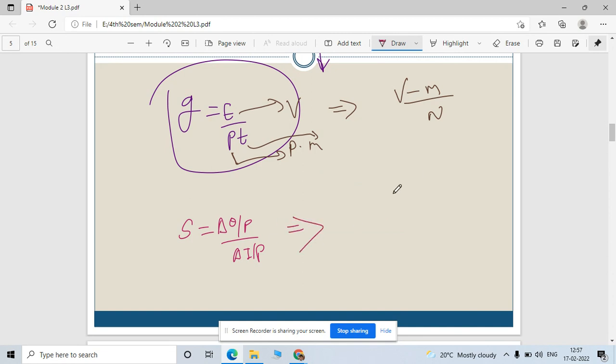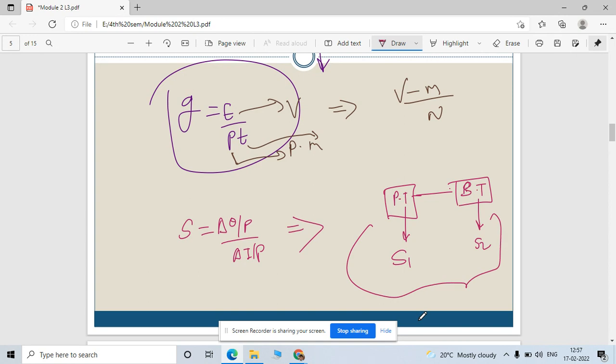According to that, if the number of transducers increases, for example, there are two transducers used, a primary transducer for some measurement and a secondary transducer. So each transducer has its own sensitivity, sensitivity 1, sensitivity 2, and the system sensitivity is also different.